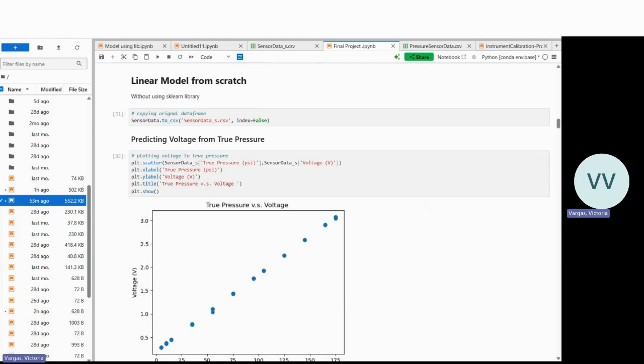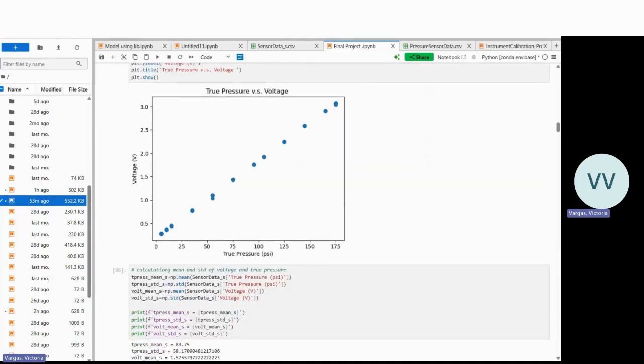Megan went ahead and coded the linear model from scratch. She made our model without using the sklearn library. The first thing she did was copy the original data frame, and then she plotted predicting voltage from true pressure. So she plotted voltage against true pressure, and there is that graph.